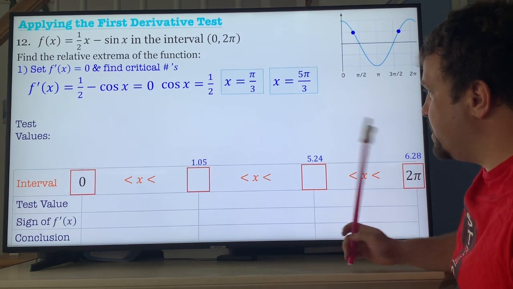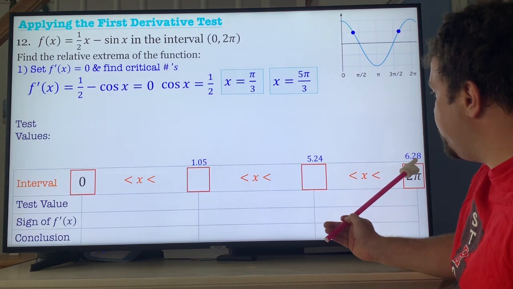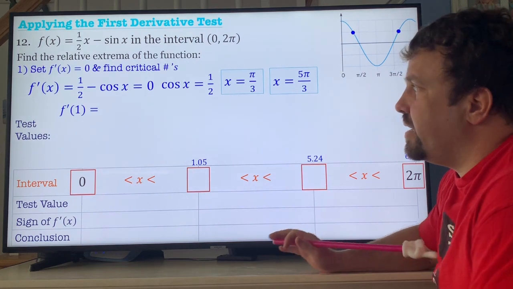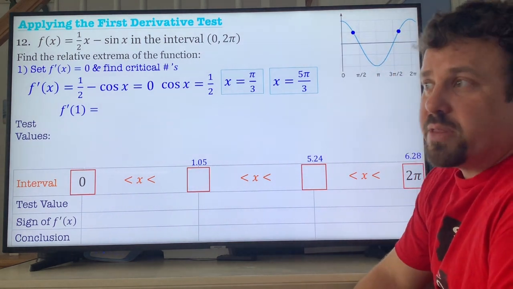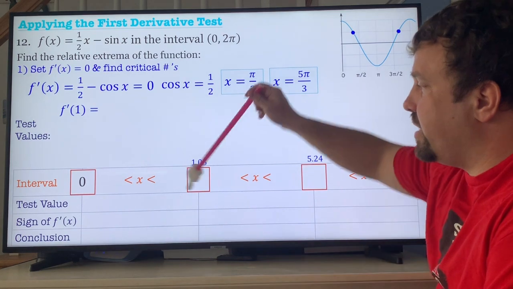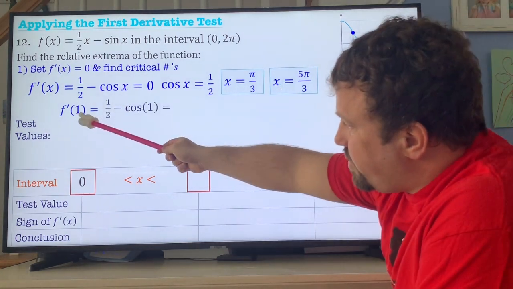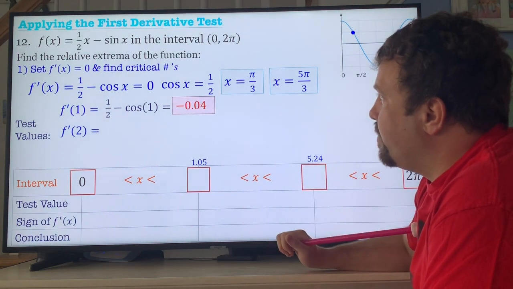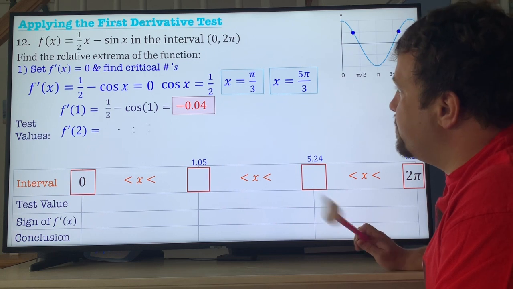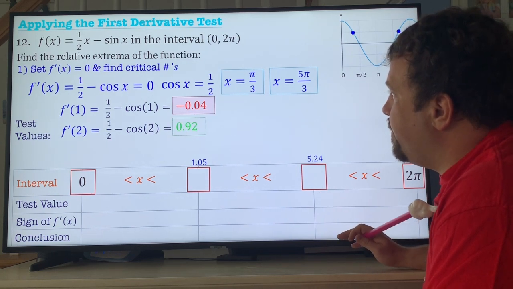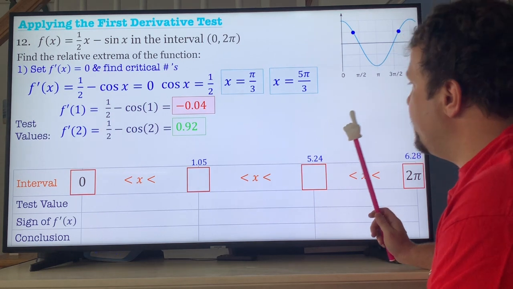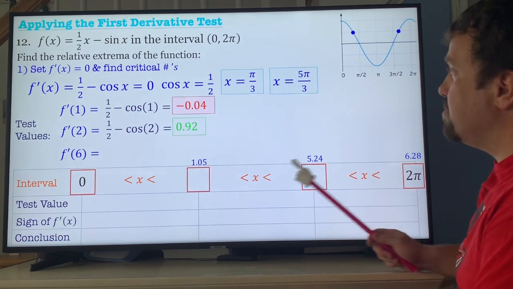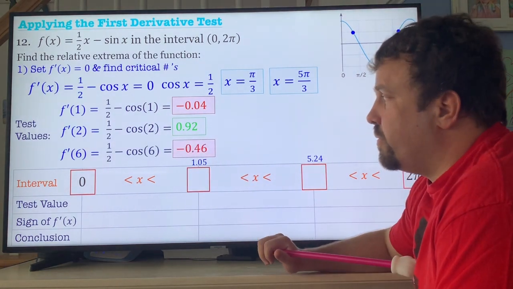Why did I put these numbers like this? Well, this is what 2 pi is as a decimal. This is what this is as a decimal, and this is what this is as a decimal. The decimals are a little bit better because they help you find the intervals better. Anyway, if I plug a 1 into here, I get negative 0.4. If I plug in a 2, which is in between these 2, you get 0.92. And between these 2, you could have like a 5.5 or a 6. You get negative 0.46.